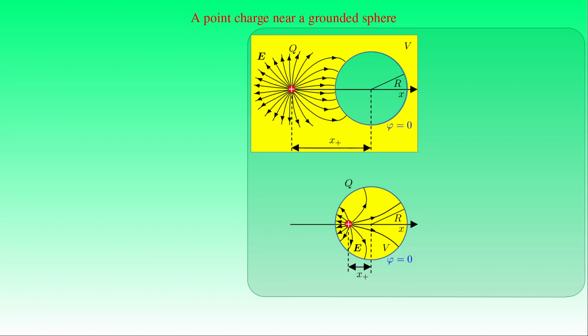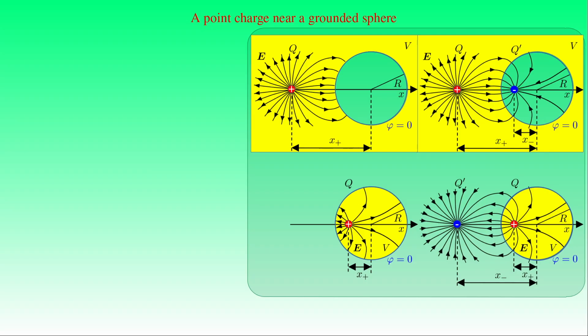We will use the method of images to replace the boundary value problem with another one by extending the volume of interest V with the volume V' either inside or outside the sphere, and place a negative charge q' in the volume V' at the distance x sub minus from the center of the sphere. The superposition of the electric fields due to the point charge q and the image point charge q' is the solution of the boundary value problem over the volume of interest V, provided it gives a zero potential over the grounded sphere. This condition can be used to determine the distance x sub minus and the amount of charge q' for given values of the distance x sub plus, the radius capital R and the amount of charge q.